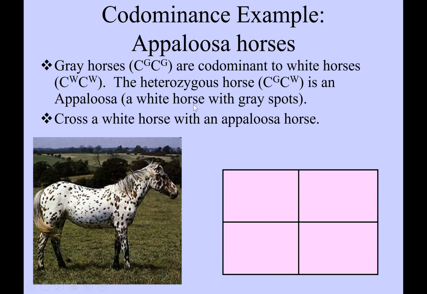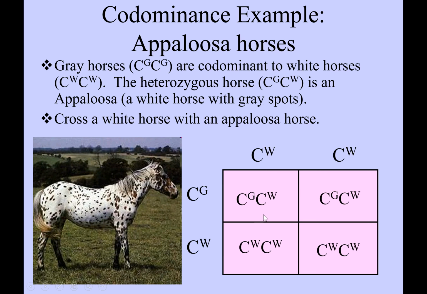Here's another example with Appaloosa horses. So this is this horse here that has this speckled or spotted appearance. They can either be gray or they can be white in this case. And because this particular trait, the color of the hair on them, is codominant, when you cross these horses, you don't get a lighter gray horse, if you will. You get one that actually has both the dark spots and the light spots. So cross a white horse with an Appaloosa horse. You would have your white horse here, CW CW, and your Appaloosa horse, which is a spotted version, or the one in the picture here, CG CW. Fill in your Punnett square, and you have a 50% chance of having Appaloosa offspring and 50% chance of having white offspring in this case.